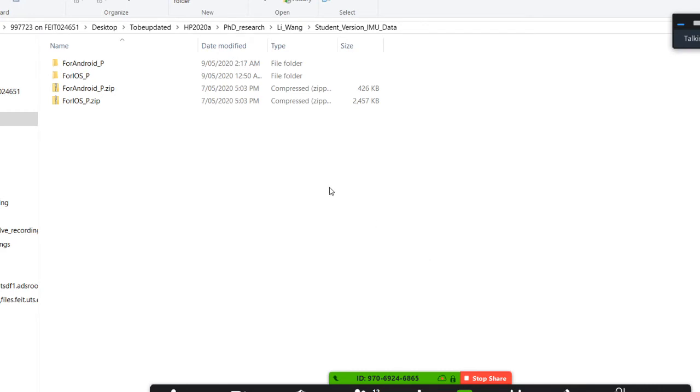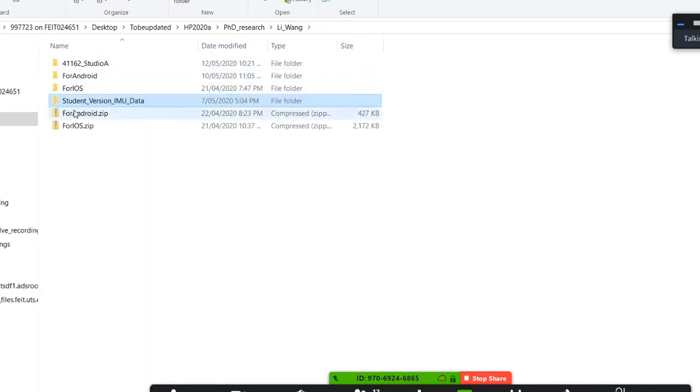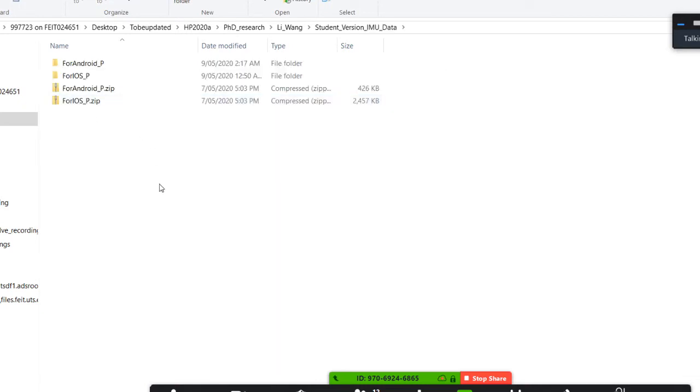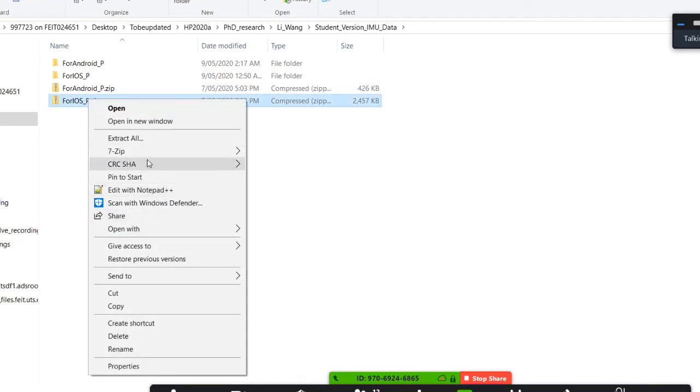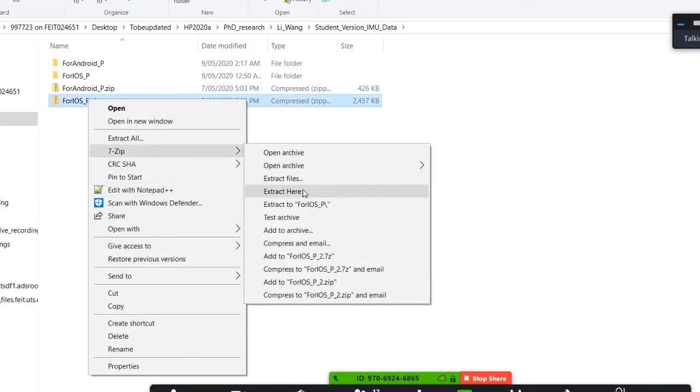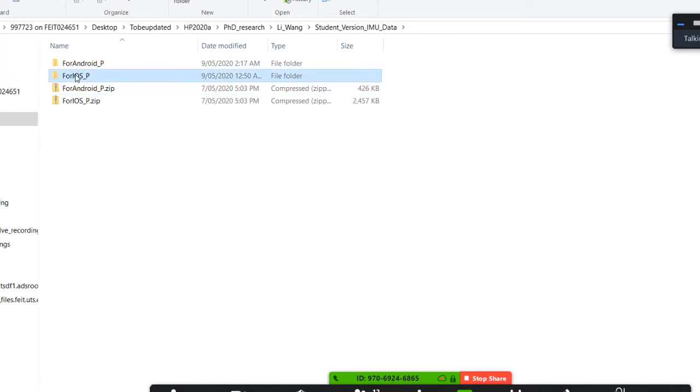Apologize. So this is the one I download, and here is the zipped file. For example, if you want to use the Android phone, you select the first. If you use iPhone, you use the second. So you put it into the folder here, and then you right click. For example, you use iPhone, and then you just extract here, and then you will get something like this.